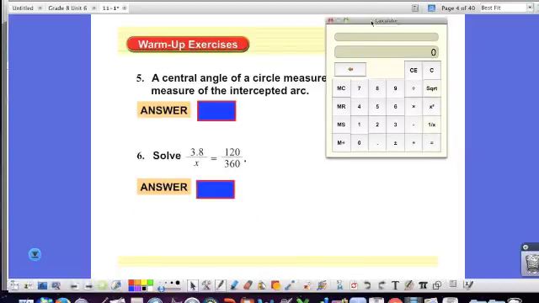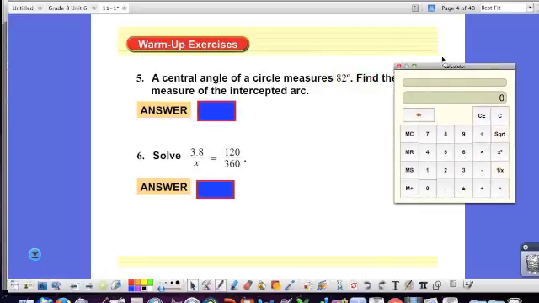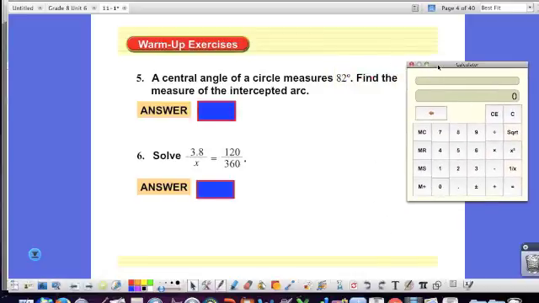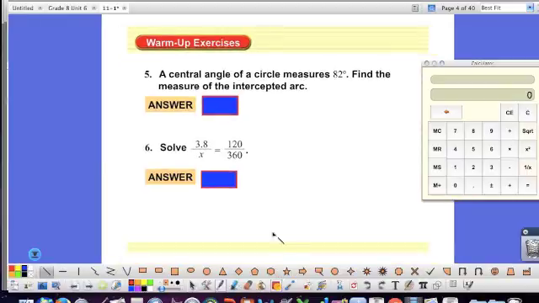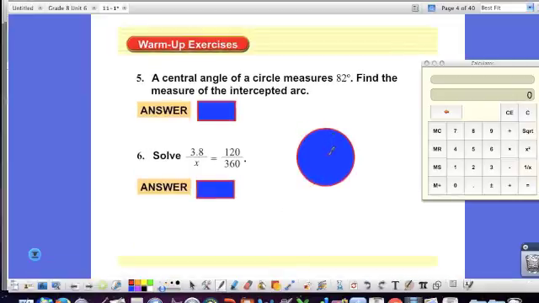The central angle of a circle measures 82 degrees. Find the measure of the intercepted arc. So we learned about this in chapter 10. Basically, we have a circle. We have a center of the circle, which is going to be about right there. We have an arc. Okay, the central angle is 82 degrees. So the intercepted arc is also going to be 82 degrees.